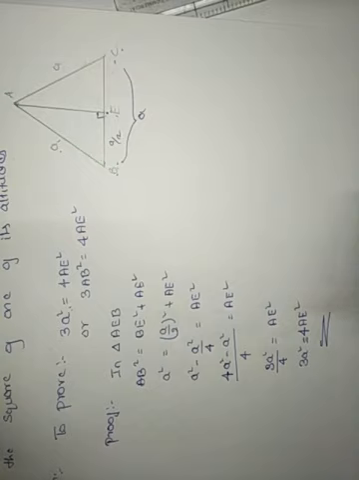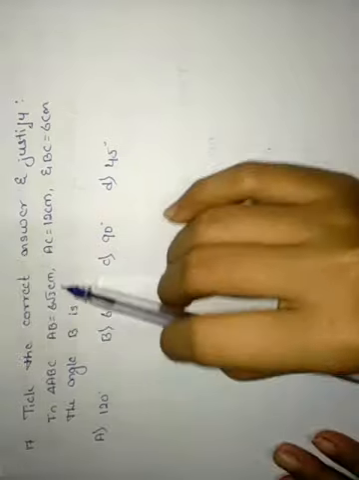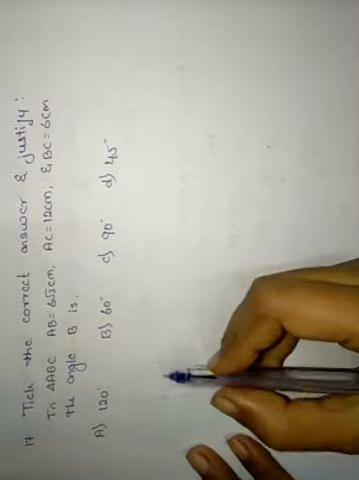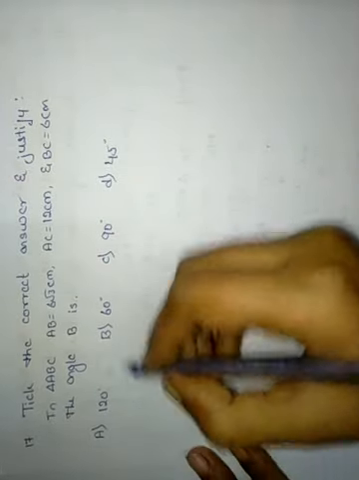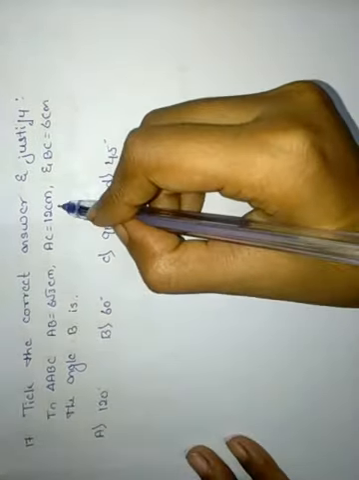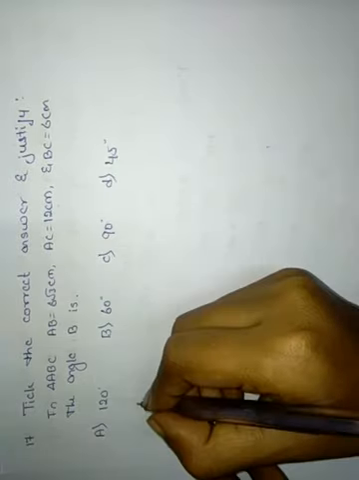Next we'll move to the 17th. 17th problem. Take the correct answer and justify. In triangle ABC, they have given the lengths of the 3 sides. We need to find the angle, right? To find this, we'll use the Pythagoras theorem and check whether it will form a right angle triangle or not, right? So we'll take the longest side, which is AC, that is 12 centimeters, right? So we'll consider that as the hypotenuse.